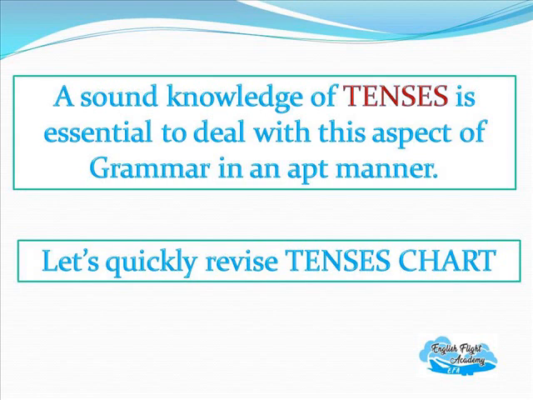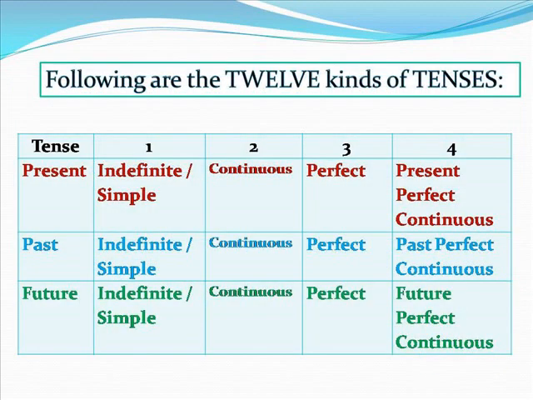My dear students, a sound knowledge of tenses is essential to deal with this aspect of grammar in an apt manner, that is active and passive voice. So let's quickly revise the tenses chart. Following are the 12 kinds of tenses which you need to learn thoroughly. Simple present tense, present continuous tense, present perfect tense and present perfect continuous tense. Simple past or past indefinite, past continuous, past perfect and past perfect continuous. Simple future or future indefinite, future continuous, future perfect and future perfect continuous tense.